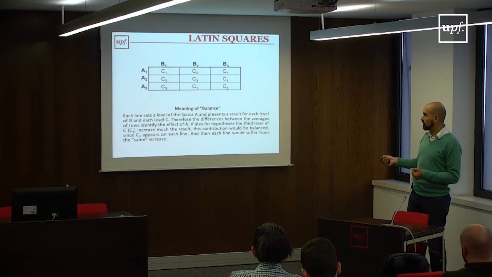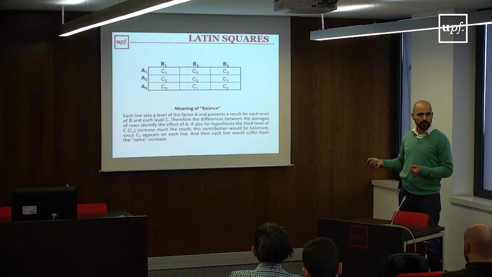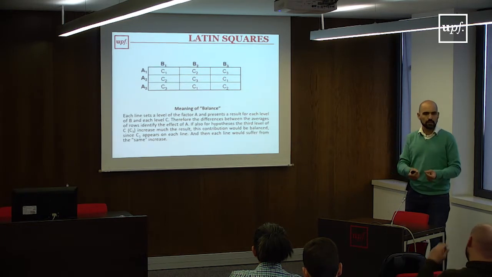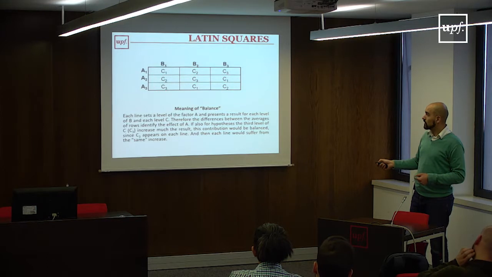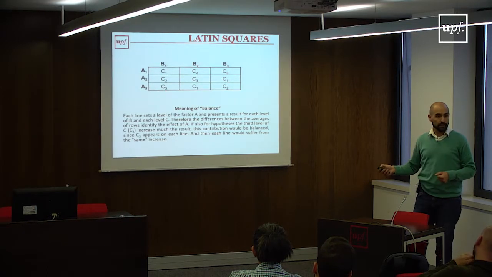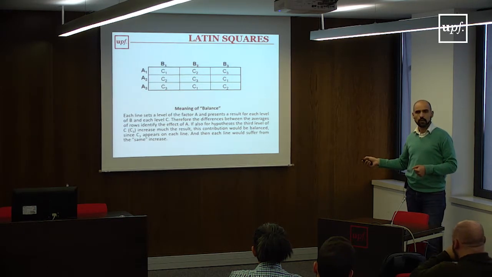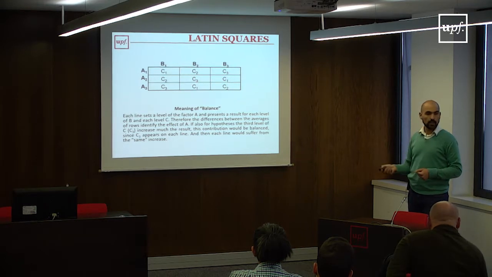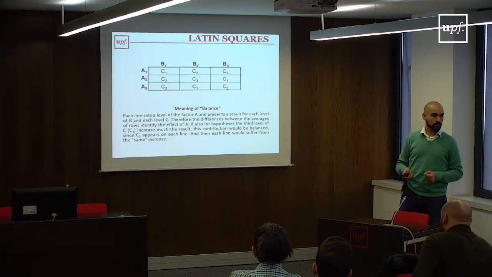So we have a variation in C3. This is an effect of factor C. Since it is present in all the rows and all the columns just once, factor B and factor A will not be affected.